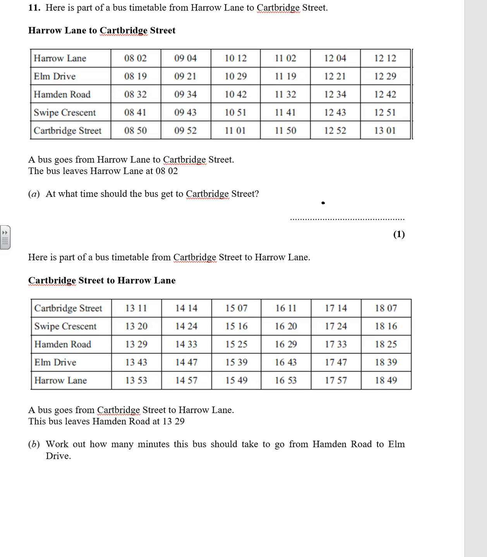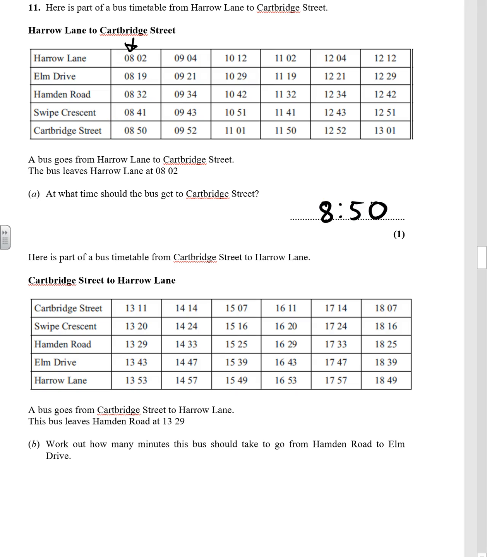Okay, so we've got a bus timetable from Harrow Lane to Cartbridge Street. The bus goes from Harrow Lane to, we just said that. The bus leaves Harrow Lane at 8:02, so this bus here. What time does it arrive? At 8:50.